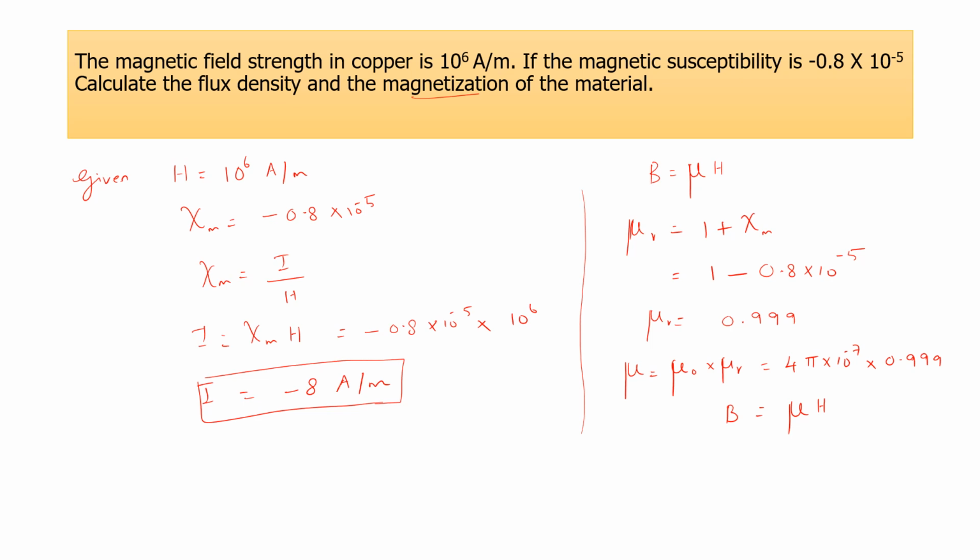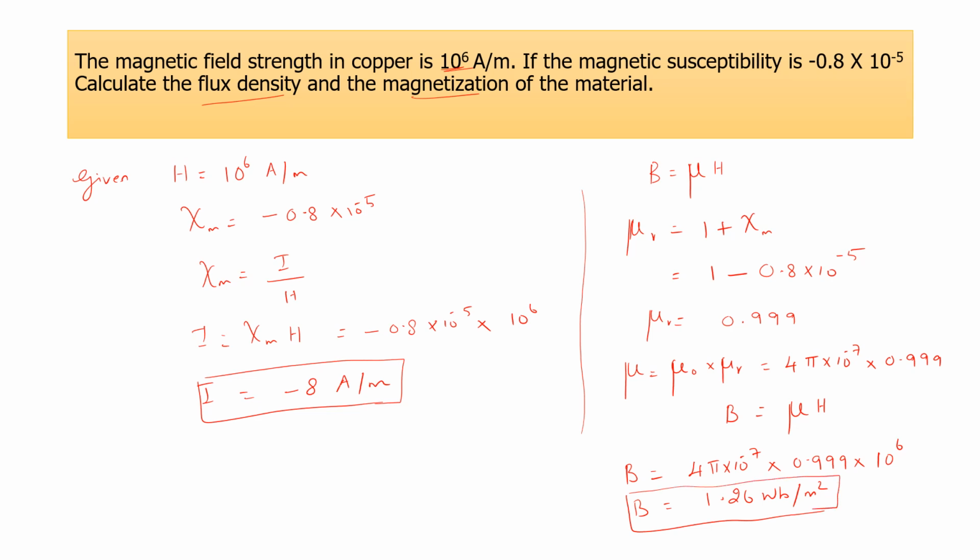That is the thing I want. Flux density I want. Now look at the question. Flux density is B. So B is equal to mu. Mu is 4 pi into 10 power minus 7 into 0.999, and H is given in the problem as 10 power 6. So what is the answer? Do it in the calculator. It is 1.26 Weber per meter square. That is the unit for flux density.